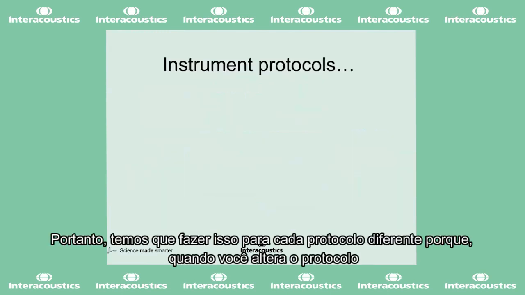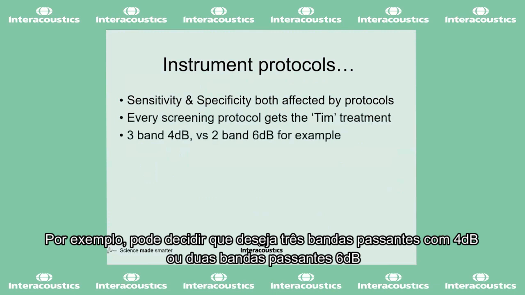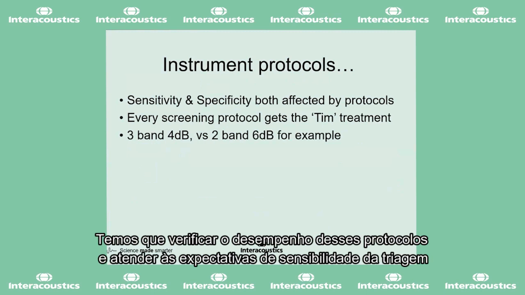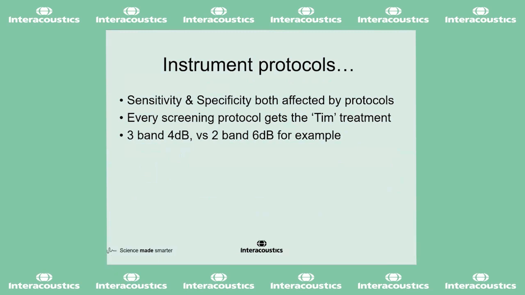So we have to do this for every different protocol, because when you change the protocol, for example, you might decide you want a 3-band pass with 4 decibels or a 2-band pass with 6 decibels. We have to verify the performance of those protocols are meeting the expectations of the screening sensitivity.